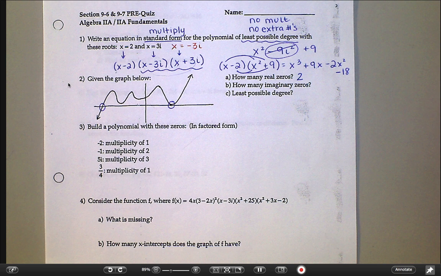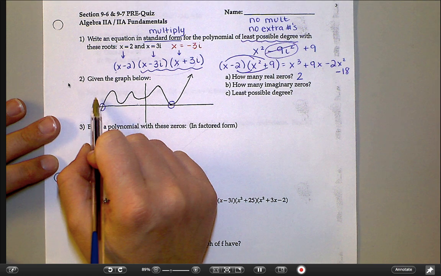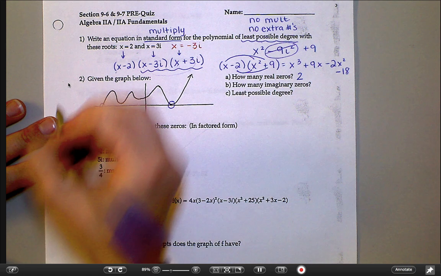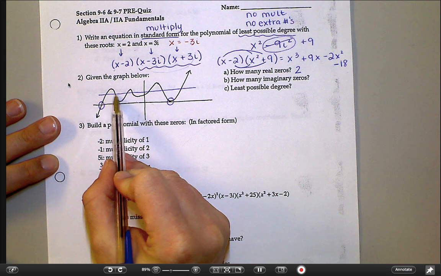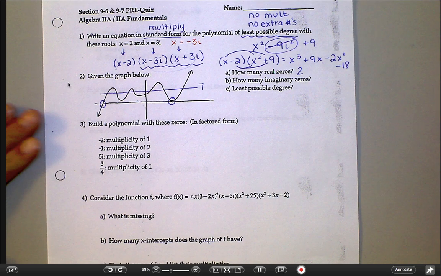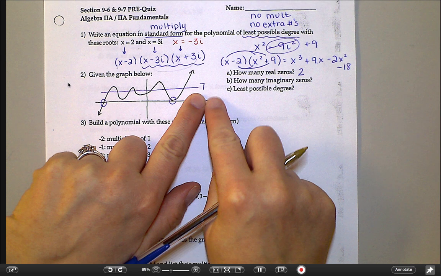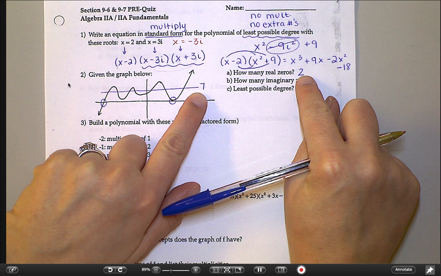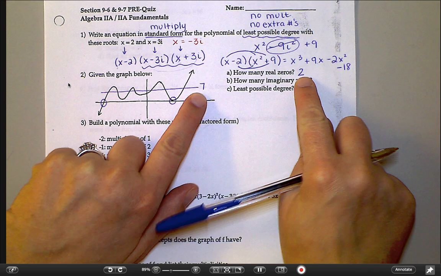How many imaginary zeros? So what I would do for this is let's draw a horizontal line anywhere we want. We want to try to hit the graph the maximum number of times. So I see 1, 2, 3, 4, 5, 6, 7 intersections. Okay, that means I must have at least 7 roots total, and that includes my imaginaries and my reals. So if I have to have 7 total, and I have 2 reals, technically that leaves me with 5, okay? There's a problem there though.